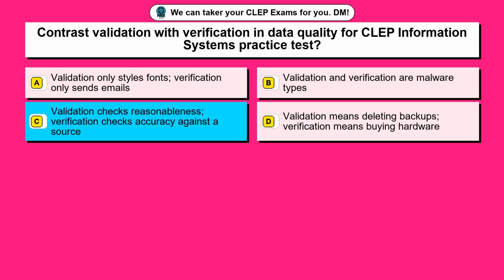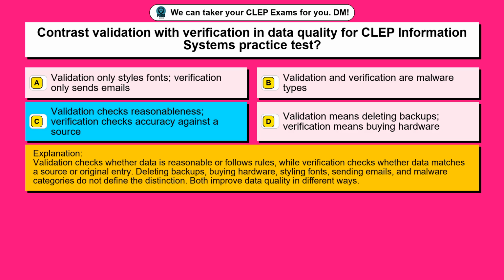Validation checks reasonableness, verification checks accuracy against a source. Validation checks whether data is reasonable or follows rules, while verification checks whether data matches a source or original entry. Deleting backups, buying hardware, styling fonts, sending emails, and malware categories do not define the distinction. Both improve data quality in different ways.